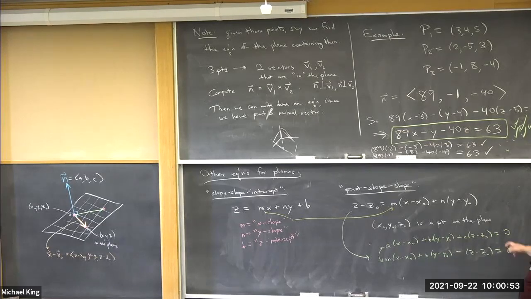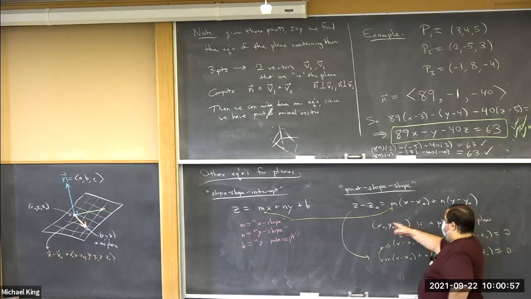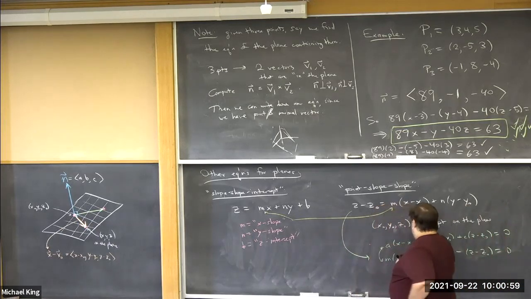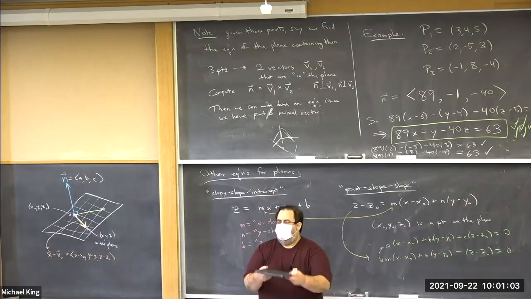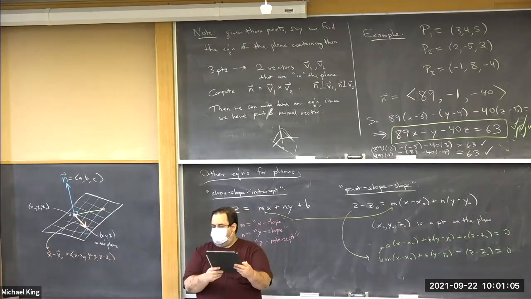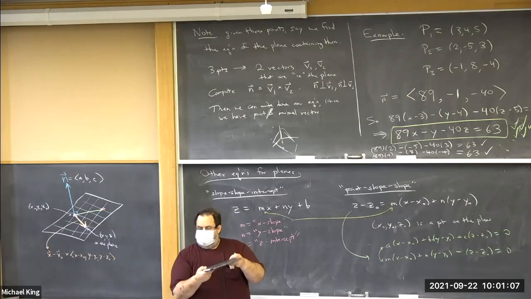What does this mean? It just means it goes through this point x naught, y naught, z naught. So that tells you a point for the plane to pass through. And then the m tells you the slope in the x direction. And the n tells you the slope in the y direction.